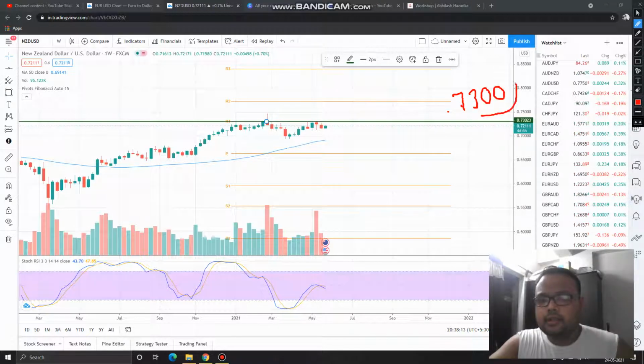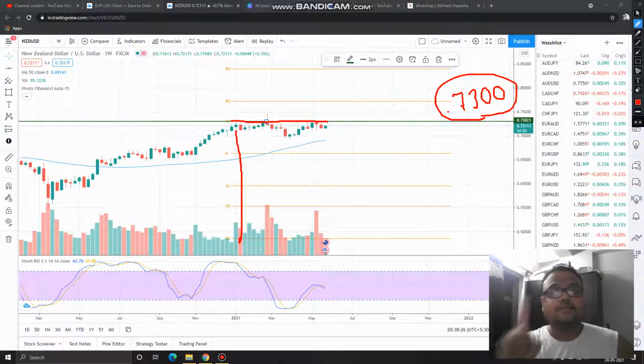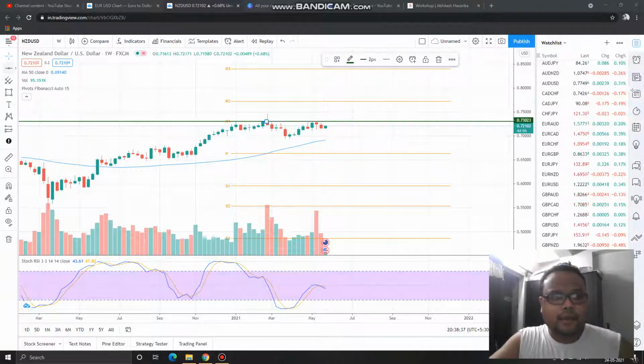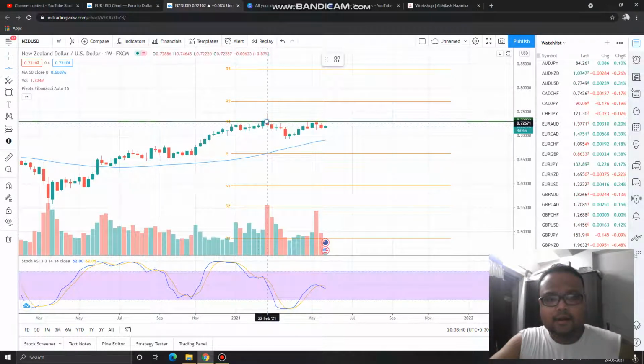0.7300. This level is very crucial for the market, and if you look at the chart carefully, you can see that this level is acting as a resistance for the market. It has been acting as a resistance since January, around 5 months. The market is still unable to cross the resistance. We can see that once the market tried to cross the level but failed, so this is our ultimate resistance.